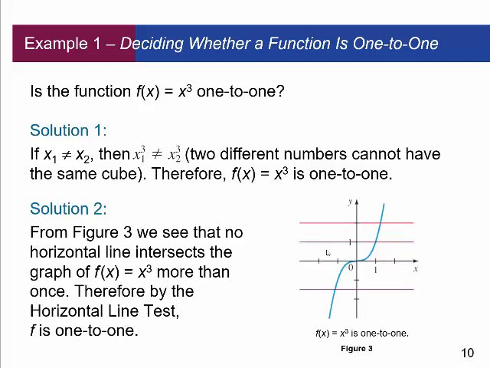Also, you can do the horizontal line test. If you sketch the graph of f of x equal to x cubed, and you draw horizontal lines through it, they only intersect it once. So this has to be one-to-one. Note, though, that if you drew f of x equal to x squared and drew a horizontal line through it, it would not be one-to-one, because your horizontal lines would intersect the graph more than once.